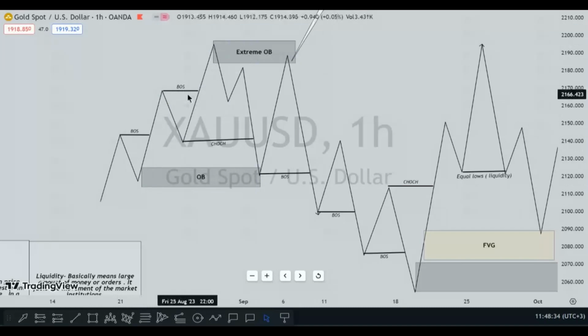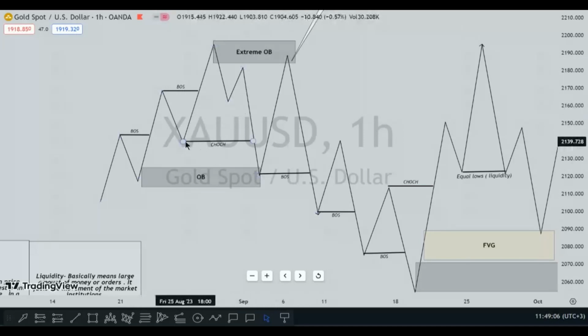So price broke this high. No, sorry, price broke this high. Then this one is an inducement here. It came down, broke this higher low, which was the last corrective move to the downwards.